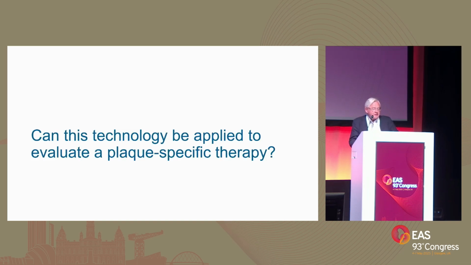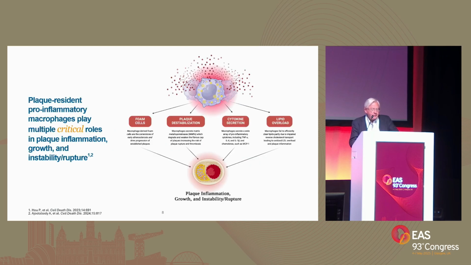So, can this technique be used to evaluate plaque-specific therapy, especially anti-inflammatory plaque-specific therapy? So, what's the key player in this? It's the macrophage in the plaque. They play a critical role in regulating inflammation. They're not the only cells, by far. Endothelial cells and smooth muscle cells are also active when it comes to inflammatory responses, but the macrophage is more important.